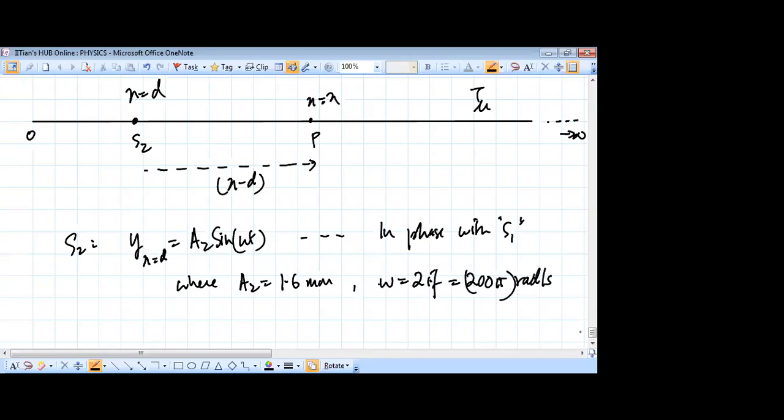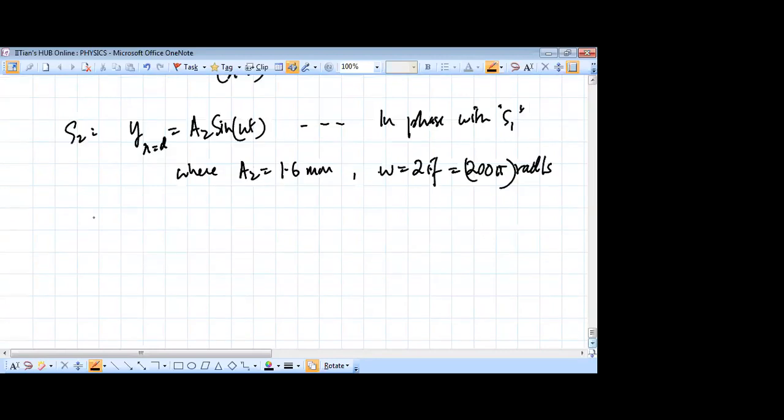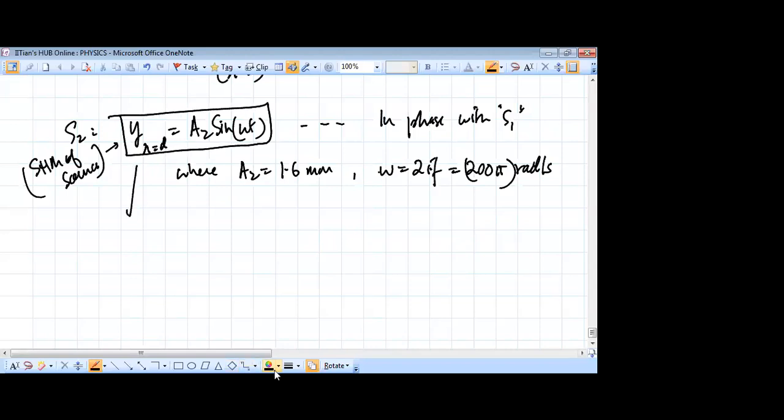Now at the point P, what kind of disturbance will there be? This is the SHM equation, the SHM of the source S2. Now from this equation we have to convert it to a wave equation. So it creates a wave which has a general equation, let's say y2 at x as a function of time, that becomes a2 sin, but how much distance is it traveling now? It's traveling a distance of x minus d.